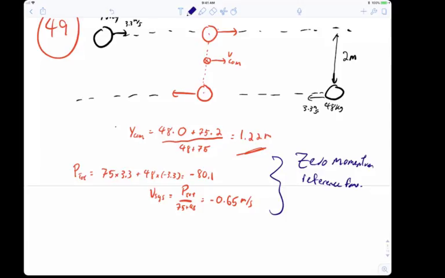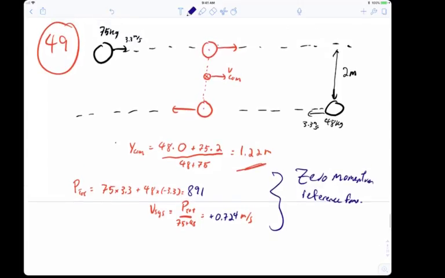Wait, hold on. Before I do anything, 75 times 3.3, 48 times 3.3. This should be a positive number. 891 divided by 75 plus 48. Okay.